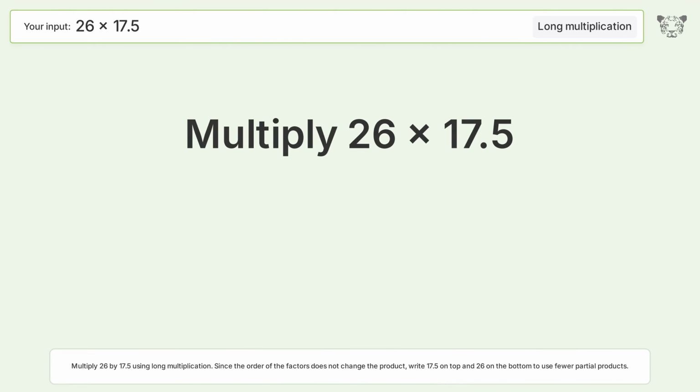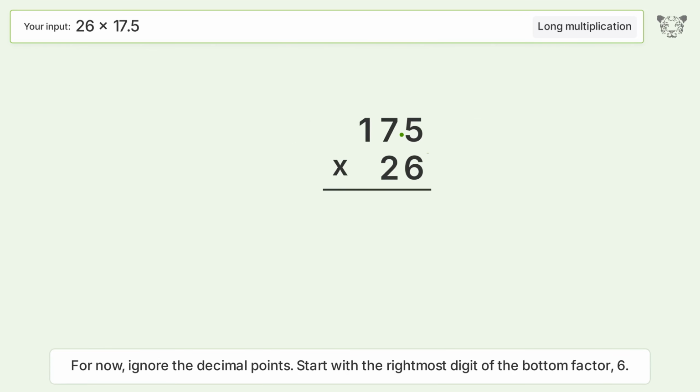Multiply 26 by 17.5 using long multiplication. Since the order of the factors does not change the product, write 17.5 on top and 26 on the bottom to use fewer partial products. For now, ignore the decimal points.